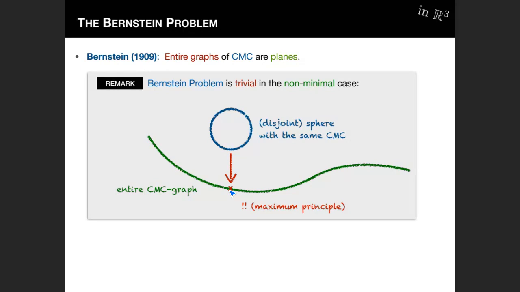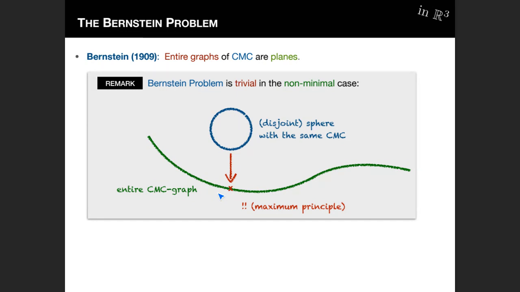until you get to a first contact point. At this point, you have two surfaces that are tangent, and one of them is above the other. And this contradicts the classical maximum principle for elliptic partial differential equations. So it's impossible. The only possibility is that both surfaces are actually the same, but one of them is a sphere and the other one is an entire graph, so they cannot be the same. So the Bernstein theorem can be stated only in the case of minimal surfaces, which is where it actually makes sense.